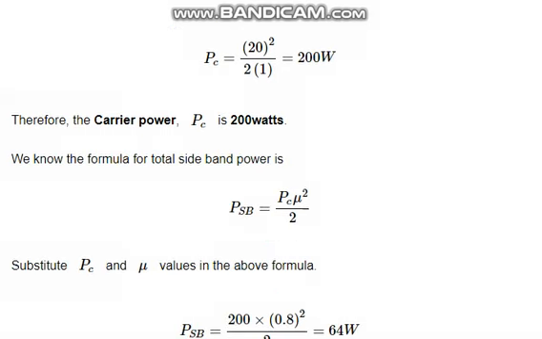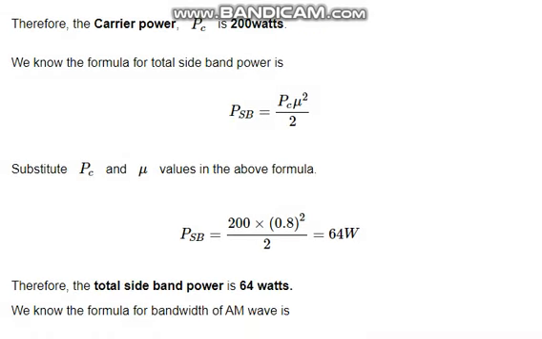The sideband power formula is Psb equal to Pc mu squared divided by 2. Substitute the Pc and mu values in the above formula. Putting in 0.8, we get 64 watts. This is the total sideband power, 64 watts.